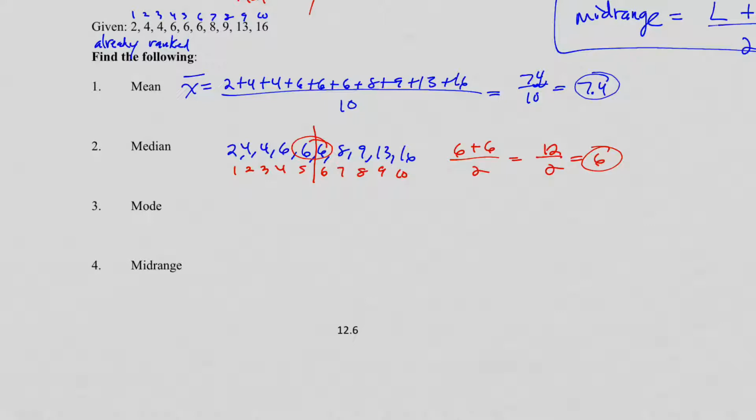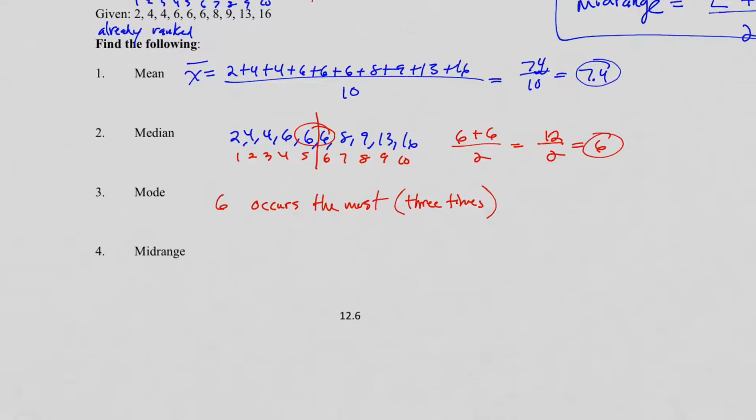Now, mode, most frequently occurring. So 6 occurs the most, and it actually occurs 3 times.